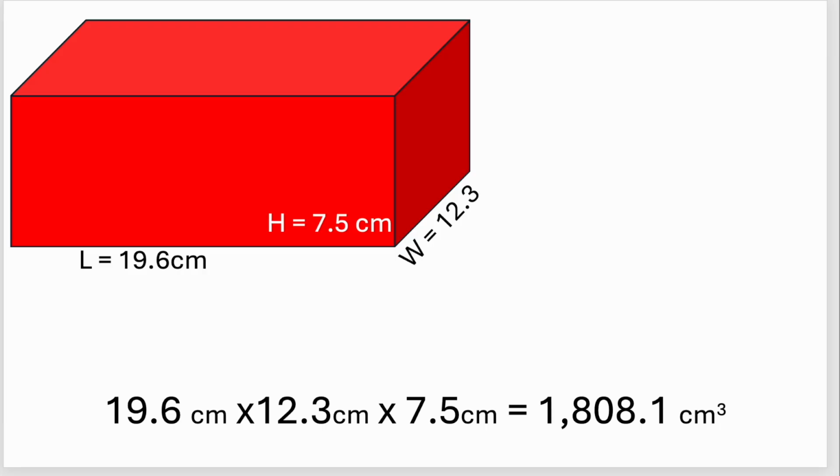Okay, here's the last one. So you should have gotten the length of 19.6 centimeters, height of 7.5 centimeters, and a width of 12.3 centimeters. Sorry, I forgot to put the centimeters on that 12.3. When you multiply those 3 things together, you get a total volume, how much space this thing takes up in the world, of 1,808.1 centimeters cubed. Hey, thanks for joining me. That's how you measure with a regular solid.